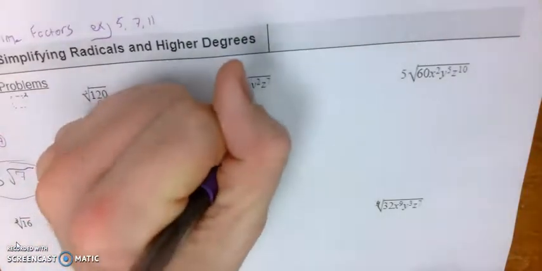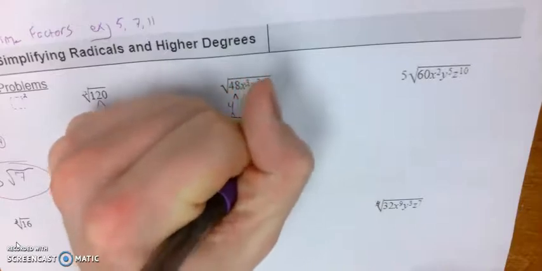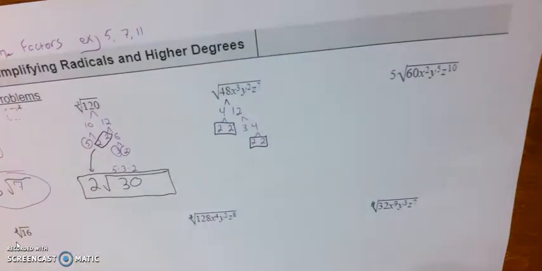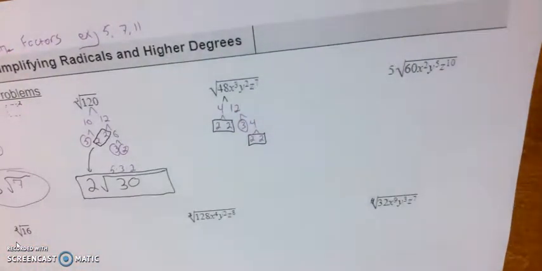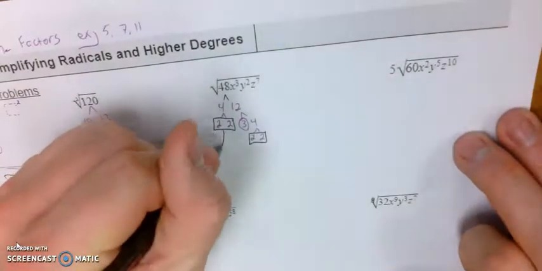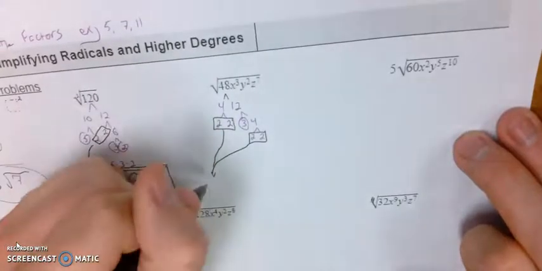12 can be 3 and 4, and then 4 again is a 2 and a 2, so I've got a pair there. 3 is a prime, so I can't really go any further, so we're stuck. So both of these can get pulled to the outside of the radical.